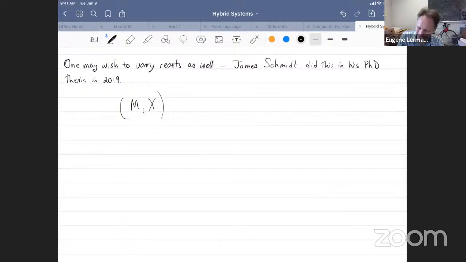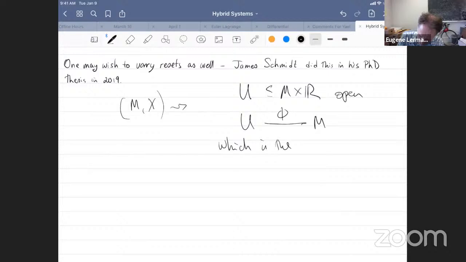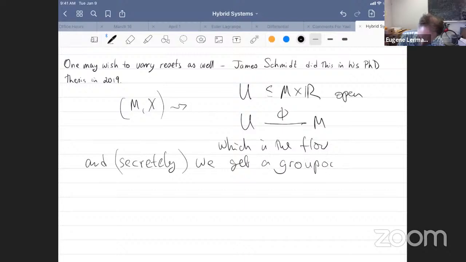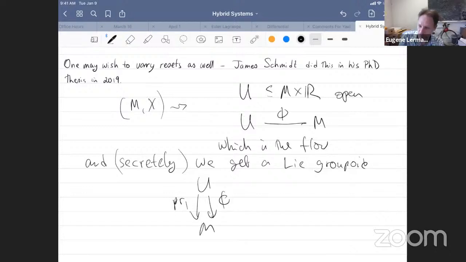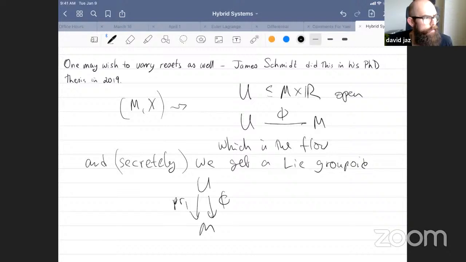Maybe you could explain it to me one day. Sure. What I'm trying to say is that if I have this, I'll have a subset of M cross R, open, and a map, which is the flow. And secretly, we get a groupoid. A Lie groupoid. So that's what an integration of a flow of a vector field is for me. So it's a groupoid integrating the algebra that's defined by the vector field.